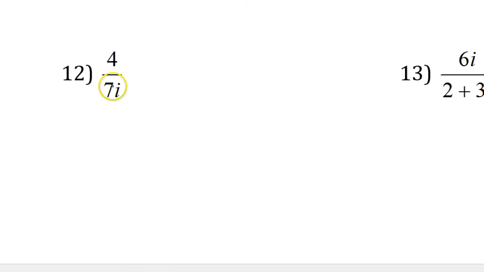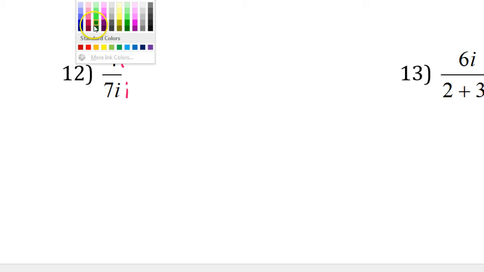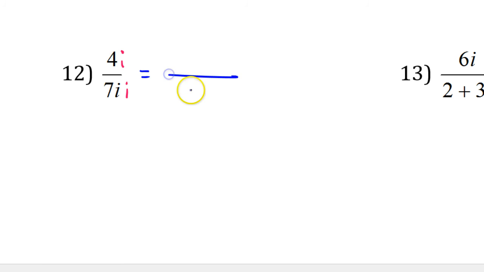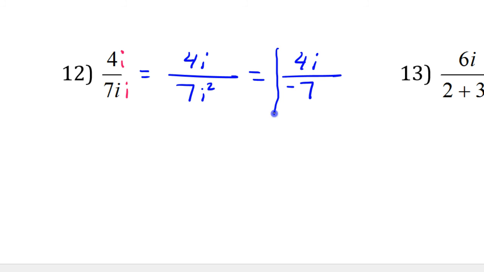Now, the only thing wrong with this is we're not allowed to have i in the denominator. And the quickest way to get rid of i in the denominator on this problem is simply to multiply the numerator and denominator by i. It's the quickest thing to do. So that gives me 7i squared in the denominator. So I have 4i over 7i squared. So that's 4i over, well, i squared is -1, so that just makes this -7. So that's it.